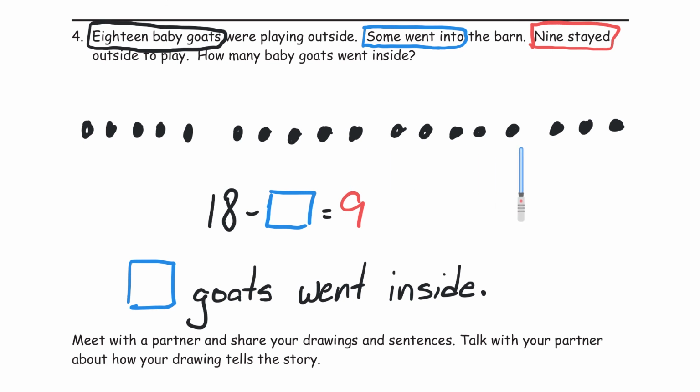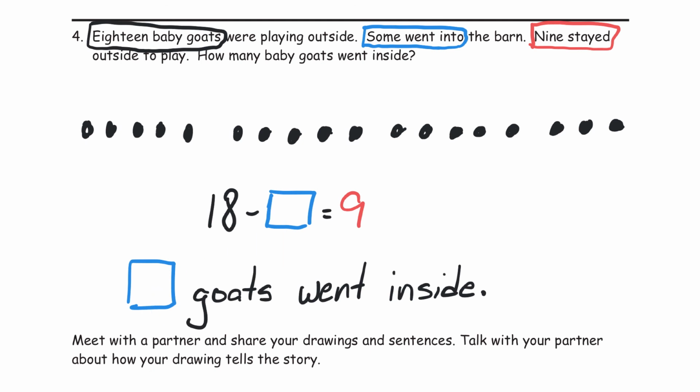We have our 18 baby goats total. We need to make a group of 9 that stayed outside. So you're going to circle 9 and label it stayed. And then whatever's left over is going to be your group of goats that went into the barn. So you can label those for they went in. And then you'll be able to fill in our mystery number here.